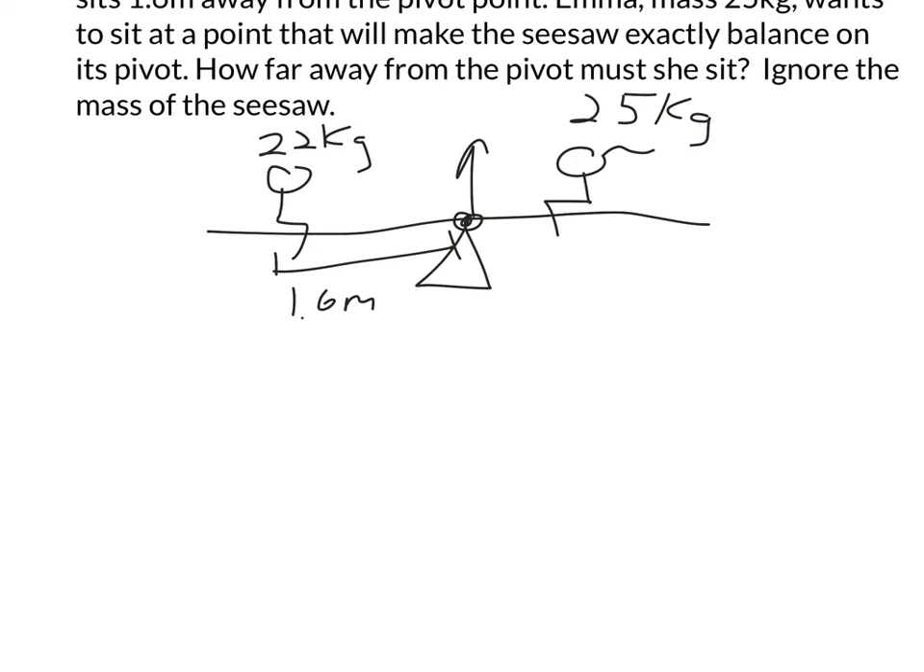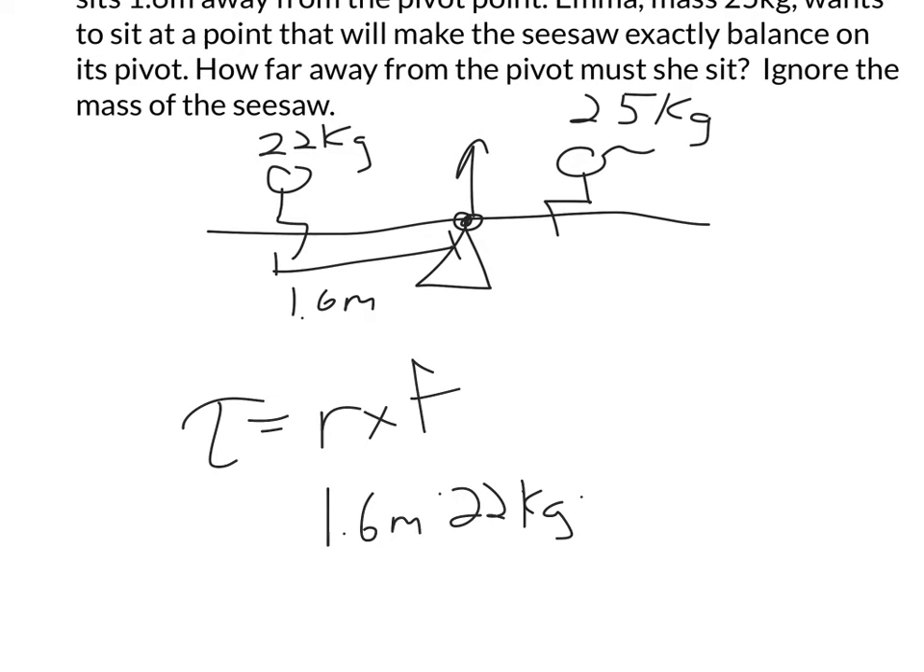So what we'll do is we'll start with Noah's torque. Noah is doing a torque equal to R cross F. And we know his R, his distance from the pivot point, is 1.6. And his F is mg, right? Mg is what's causing that force. So we have times 22 kilos times g. That's going to try and cause the seesaw to go this way.